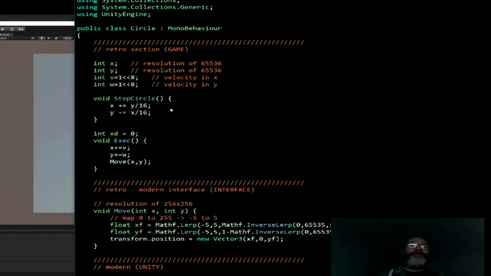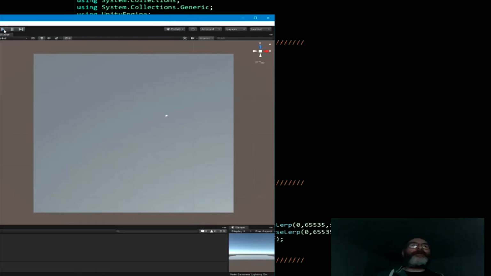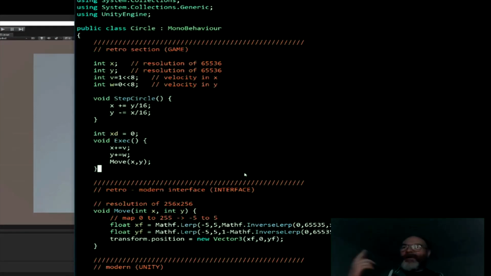Wow. Of course, maybe we want some gravity now. So now I've set this up, you can see how easy it is to do certain things, like, let's say gravity. In fact, what I'm going to do is set the initial velocity in y to 0, so it should just move on in the x-axis now.